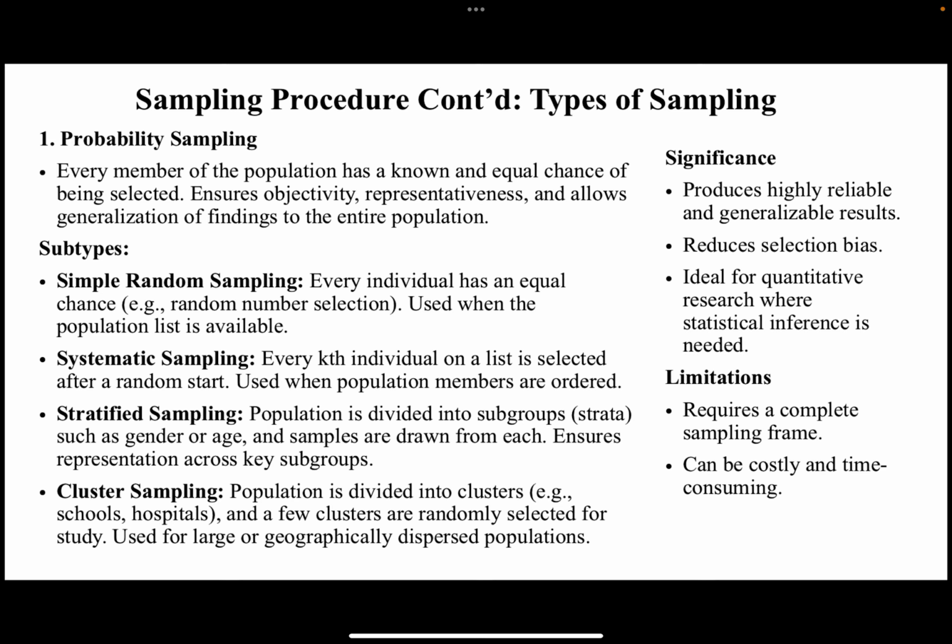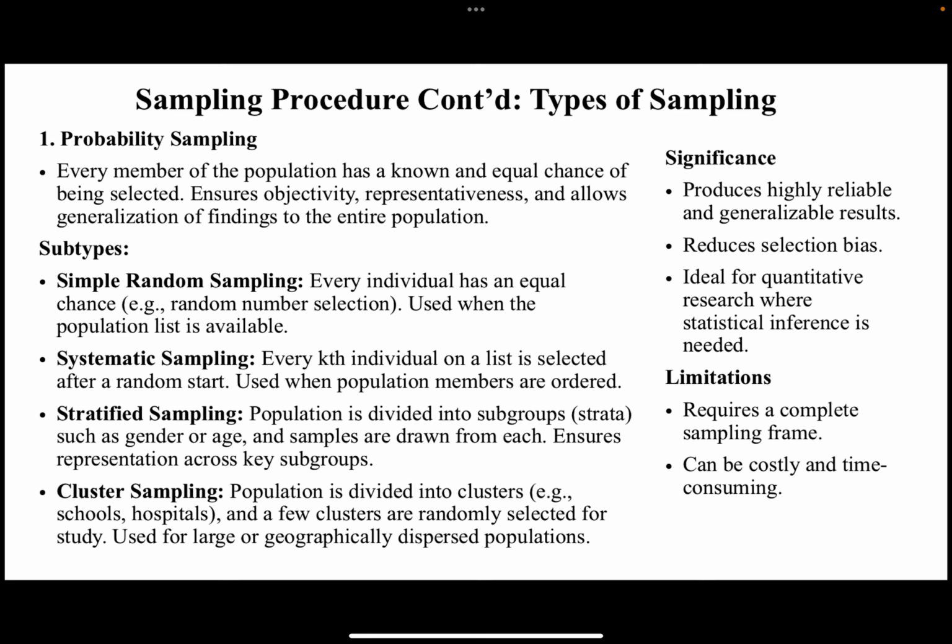Now, let's move on to systematic sampling. What is systematic sampling? Systematic sampling is also a subtype of probability sampling. In systematic sampling, what we do is that we select every kth case or individual after a random start. Let's look at a practical example.